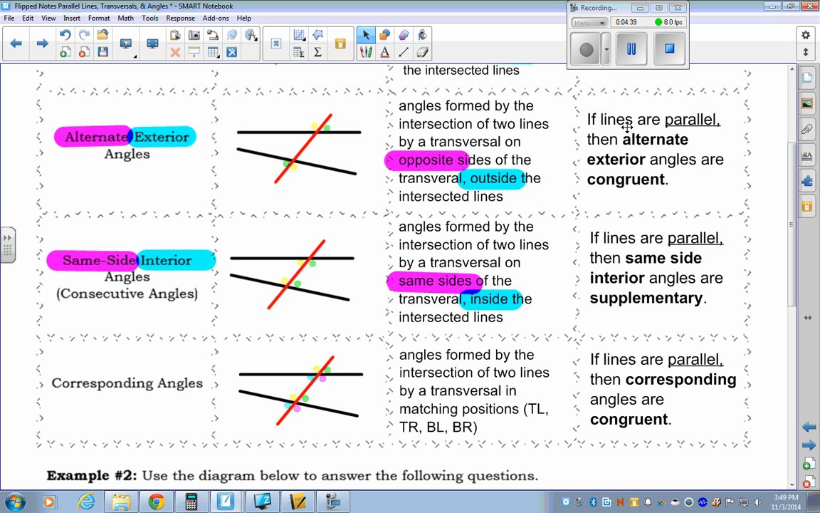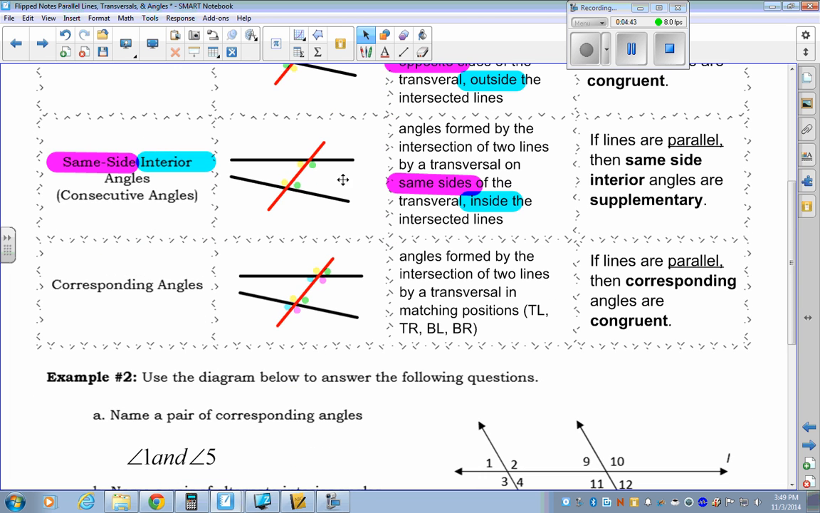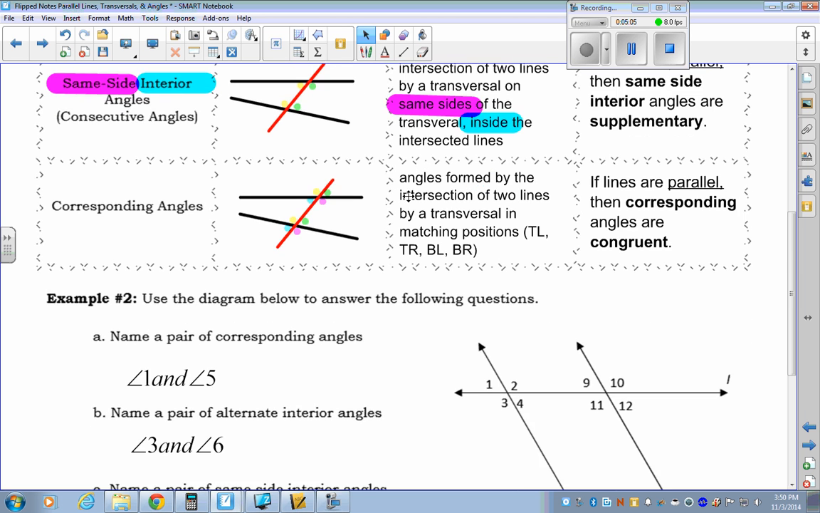And again, if the lines are parallel, then these angles are congruent. We have same side interior angles, which are exactly what they sound like: angles that are on the same side of the transversal, but inside the intersected lines. And if the lines are parallel, then these angles are supplementary. It's kind of nice because we've got the whole alliteration thing going, same side, supplementary, so it makes it easy to remember.